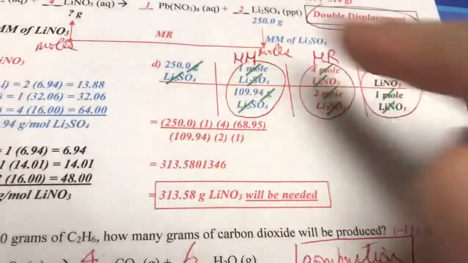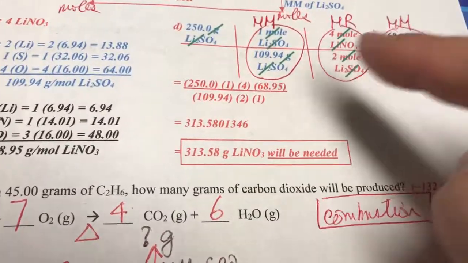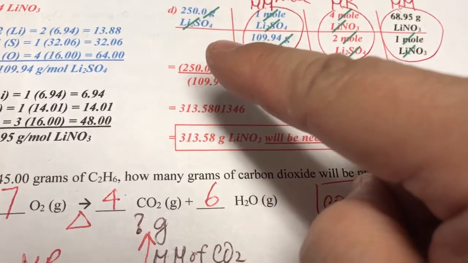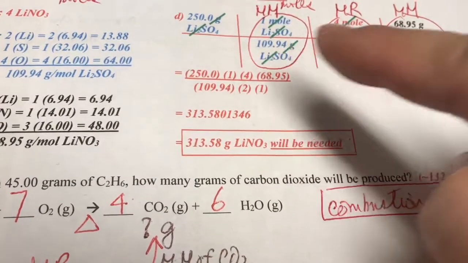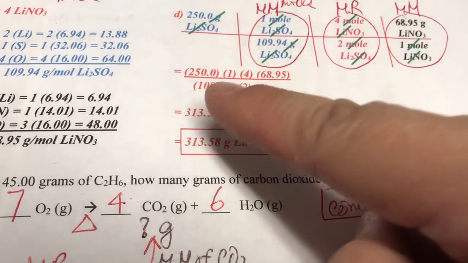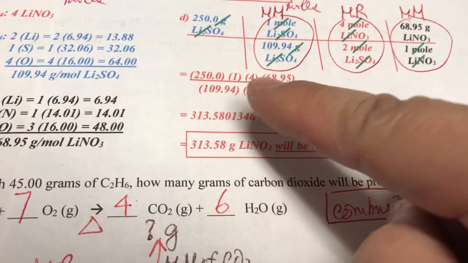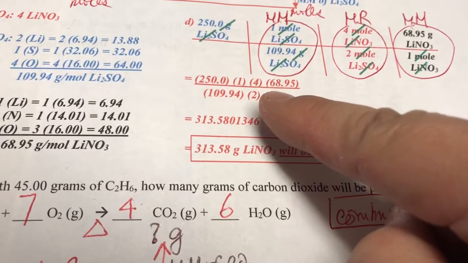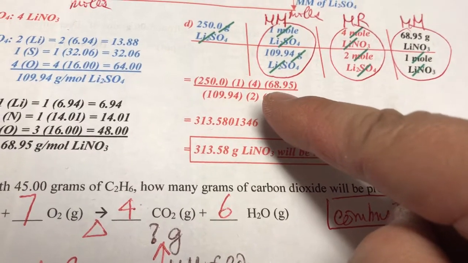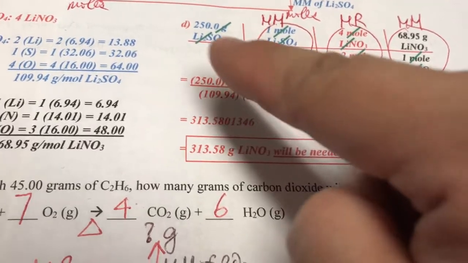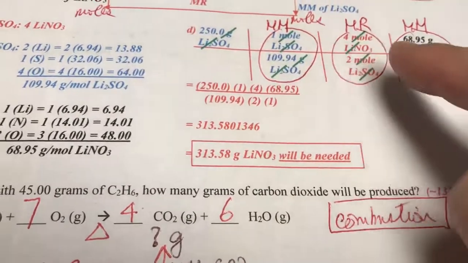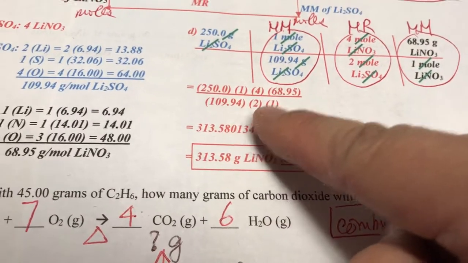So you write out the math here. Now you need to be careful. Some people punch the calculator wrong. Use the calculator: 250 times 1 times 4 times 68.95 divided by 109.94 divided by 2 divided by 1. Here the 2 is on the bottom, so it is divided by 2, not multiplied by 2. So on the top, divide, and then multiply, and then divide.